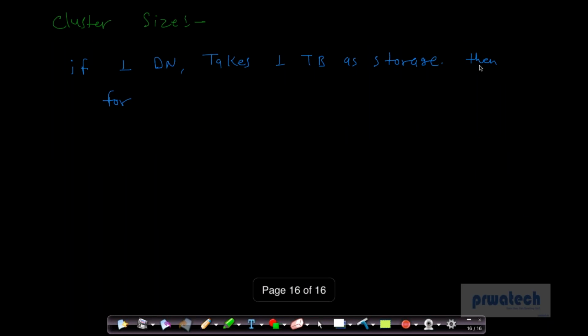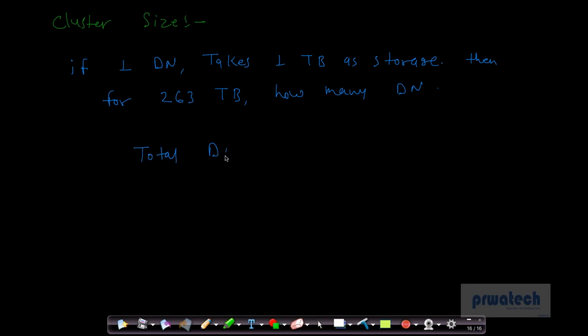So one data node takes 1 TB as a storage. Then for 263 terabytes, how many data nodes? This is like a math question. If one data node is 1 TB, then 263 terabytes needs 263 data nodes. Total data nodes is equal to 263. That's your slave number, because data node is a slave.